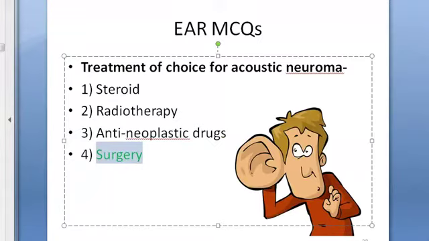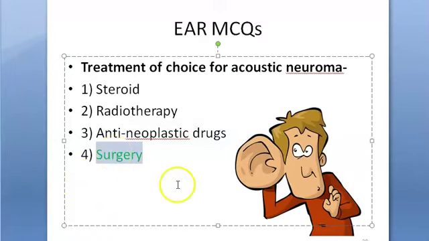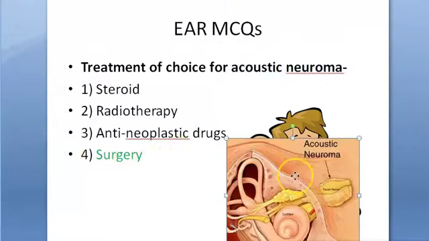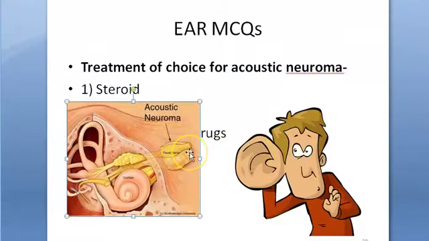Various approaches are there: middle cranial fossa approach, translabyrinthine approach, suboccipital, that is retrosigmoid approach, combined translabyrinthine suboccipital approach. So many approaches are there. Surgery is the treatment of choice for what? For acoustic neuroma. Have you seen the acoustic neuroma? This one they're saying they will remove it surgically. That's the best thing to do.